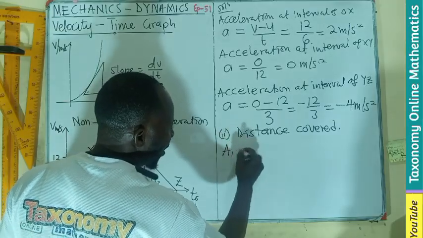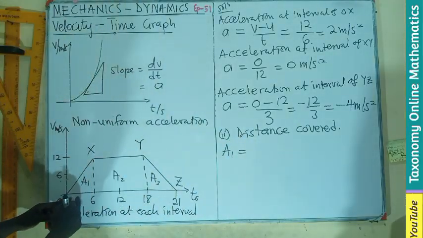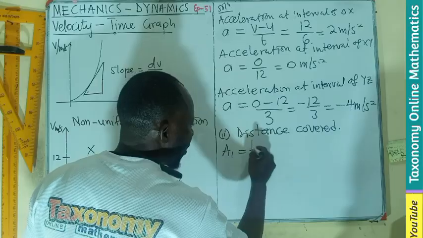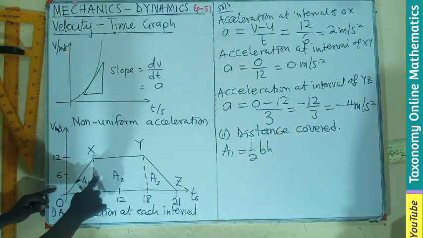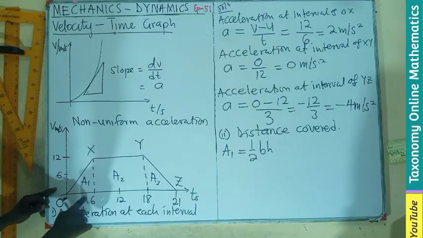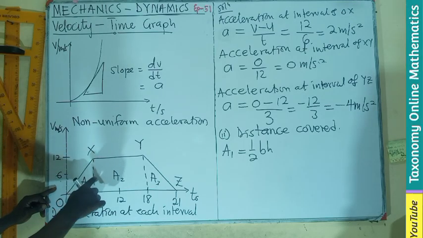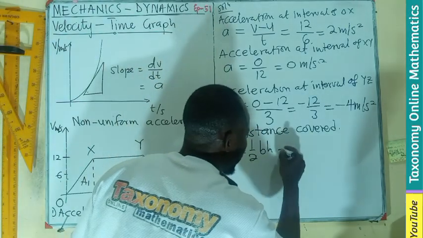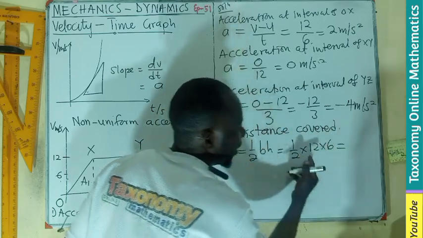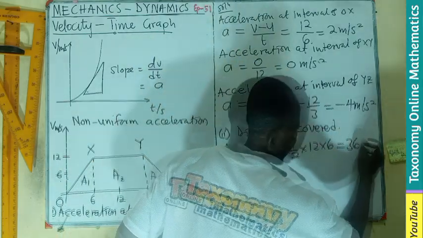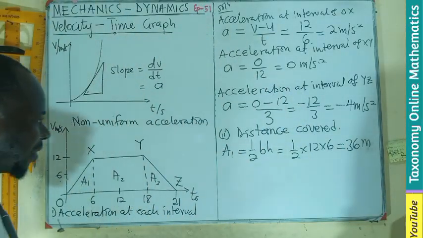I'll have area 1, which is going to be a triangle. That will be half base times height. Base, from here to here, 6. Height, from here to here, 12. So I'm going to have half of 12 times 6, and that is 36 meters. We are looking for distance, so let's put the meters there.